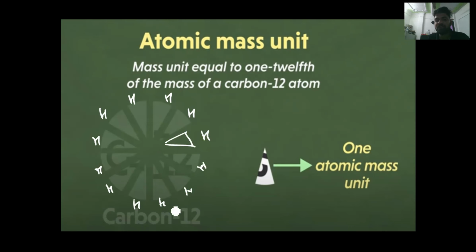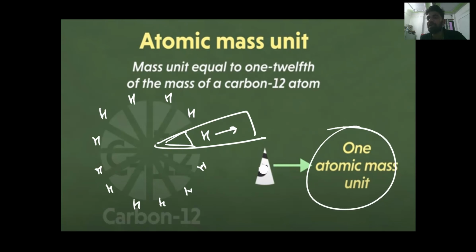Now you see that these are the 12 hydrogen atoms, and this one piece is going to have the equivalent mass of one hydrogen atom. Now what we're going to discuss here is that this piece is considered to be the standard mass. We did not consider a whole atom of carbon as the standard mass. We just considered its 1/12 part.